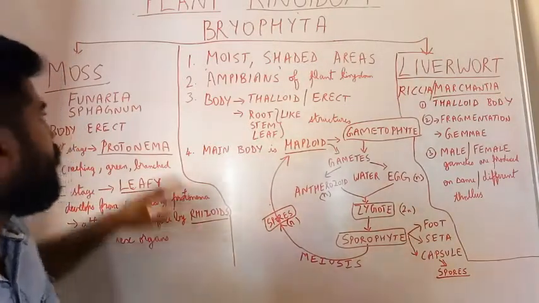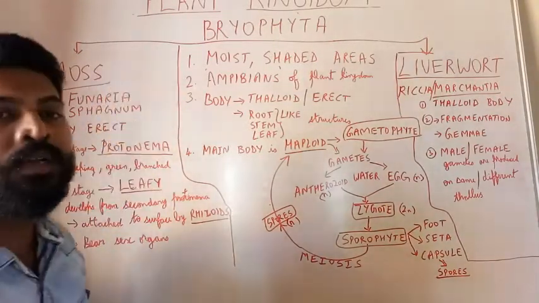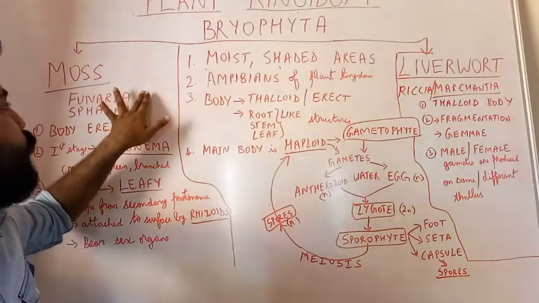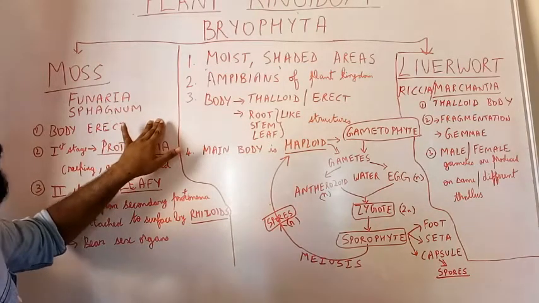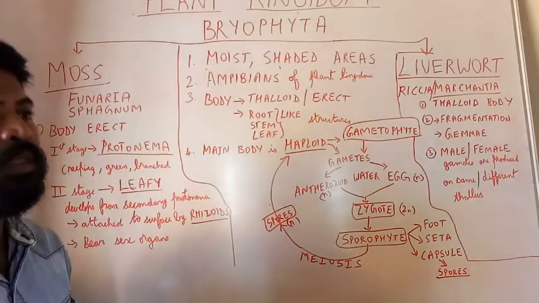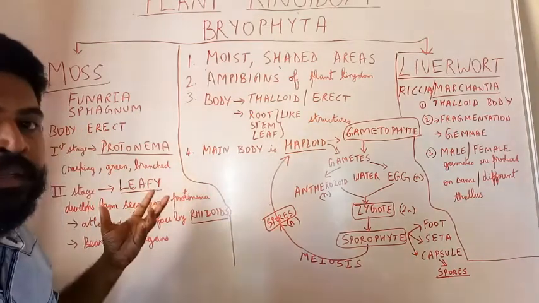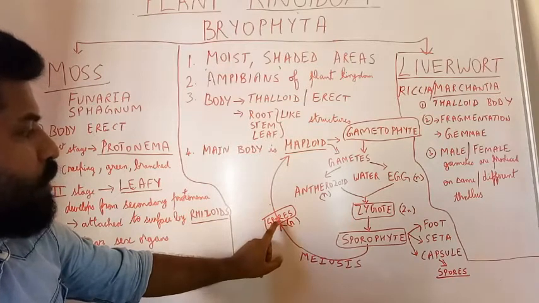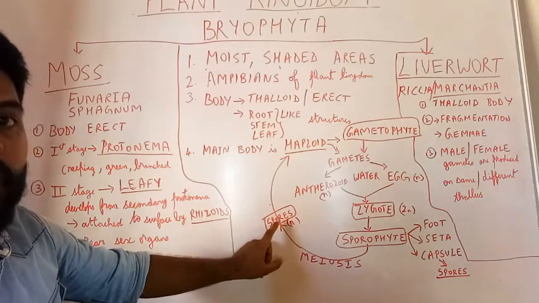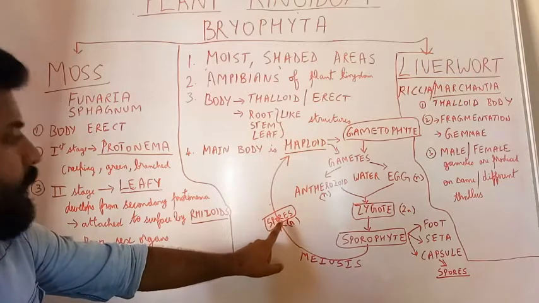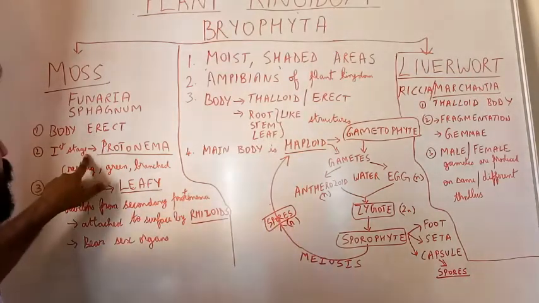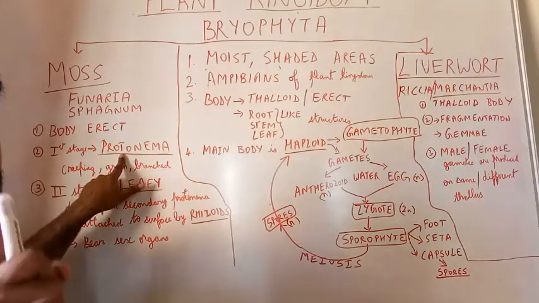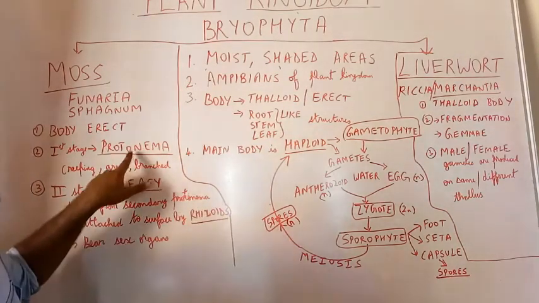On the contrary, mosses have an erect, upright body. Examples are Funaria and Sphagnum. The body is erect, developed directly from the spore. So the spores germinate, fall onto the ground, and produce a first stage called the protonema. Proto means first. So the spores germinate to produce a protonema.